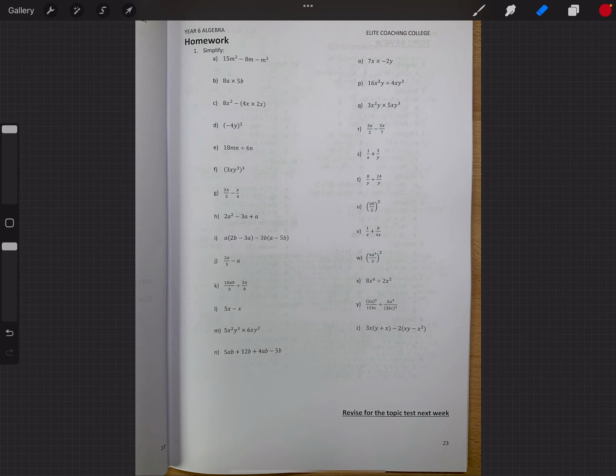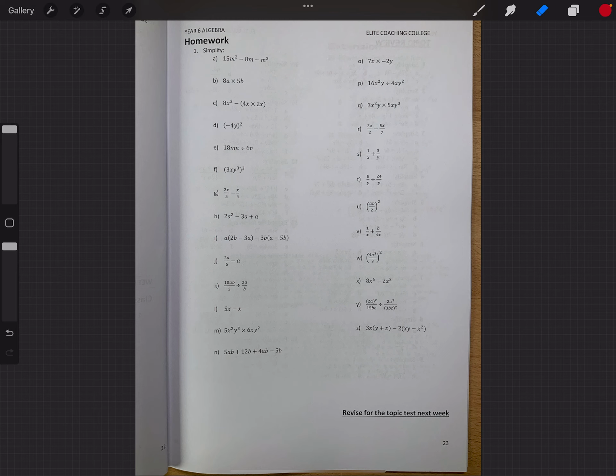Question H. It says 2a squared minus 3a plus a. So we have to collect the like terms. So this is the like term. Minus 3a plus a. So what's minus 3a plus a? Imagine you have minus 3 plus 1. What's minus 3 plus 1? That's giving me minus 2, right? So the first term, 2a squared, remains right where it is. And then we're going to have minus 2a, because this becomes minus 2a.